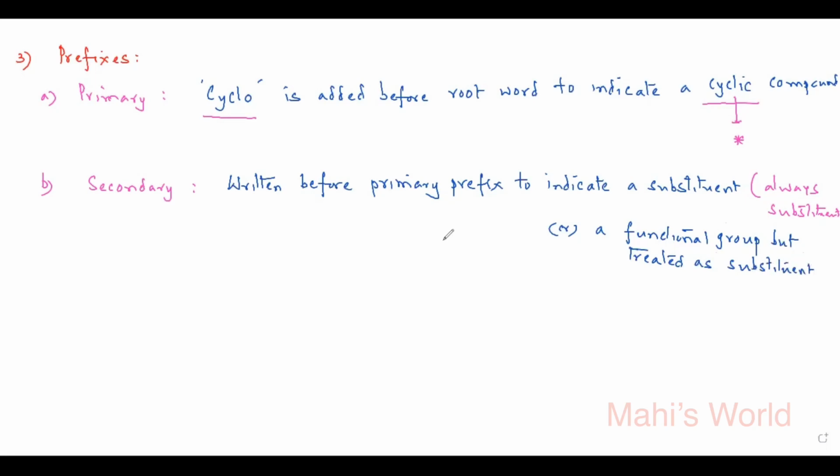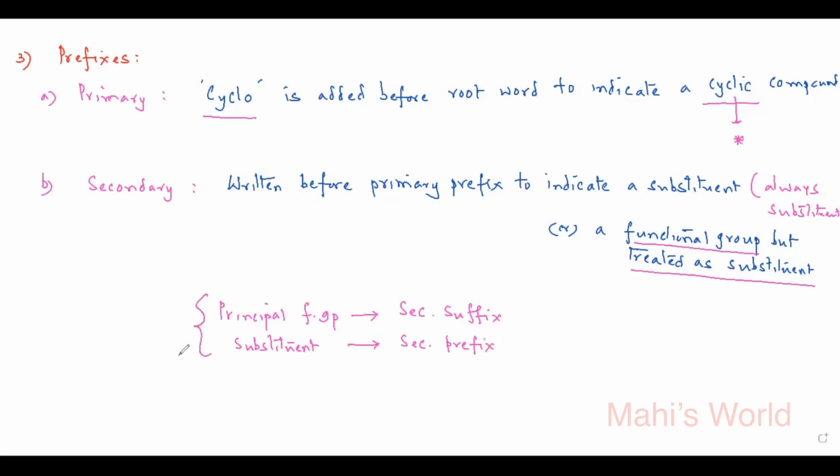A functional group but treated as a substituent. This is very interesting. When is a functional group treated as a substituent, and when is a functional group treated as principal functional group? In general, principal functional group is written at the secondary suffix area, and a substituent is written at the secondary prefix area.